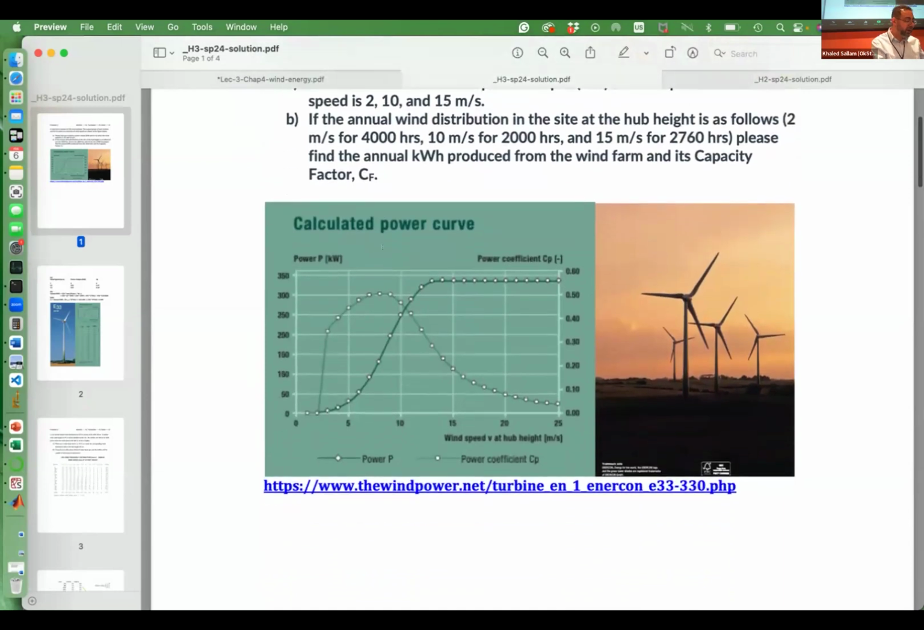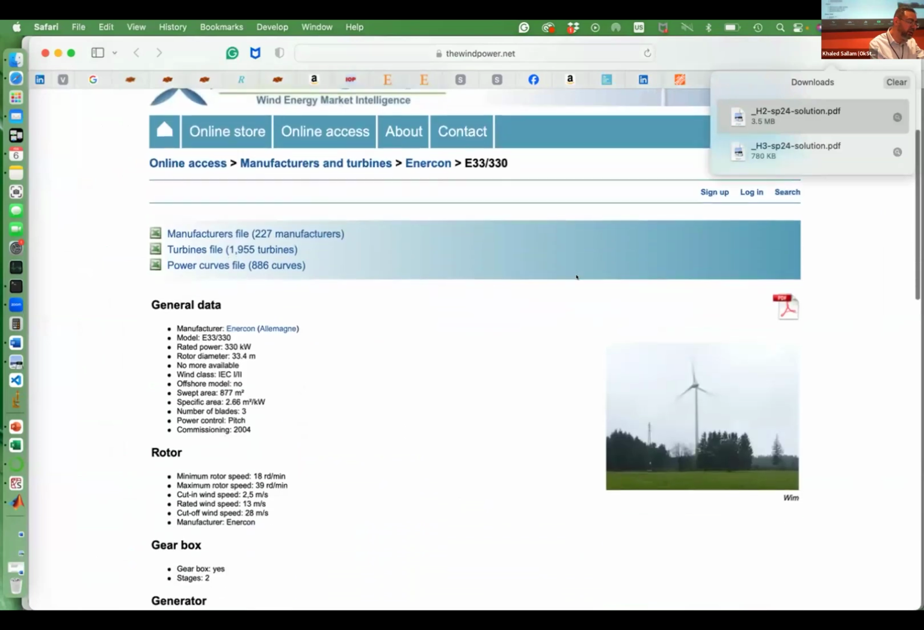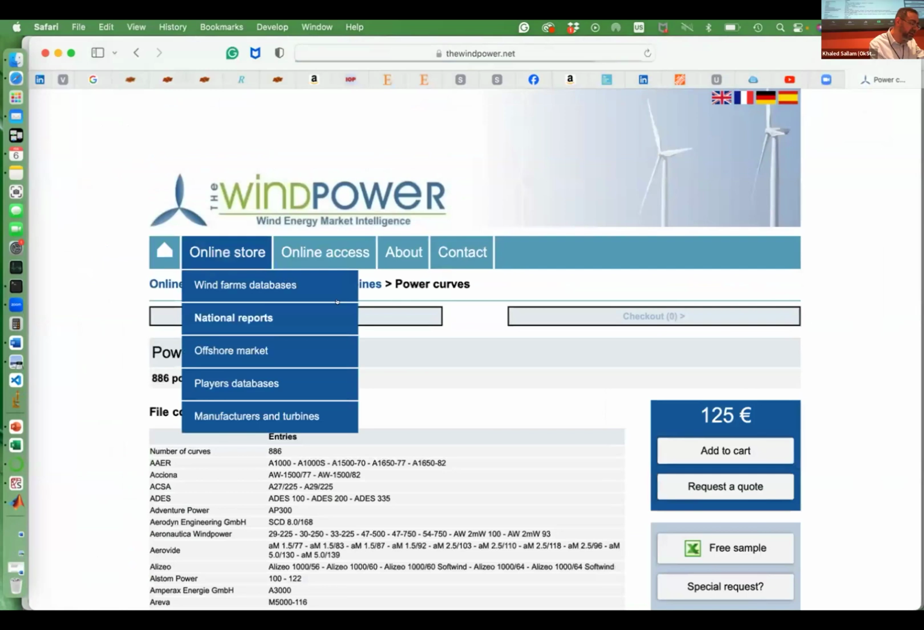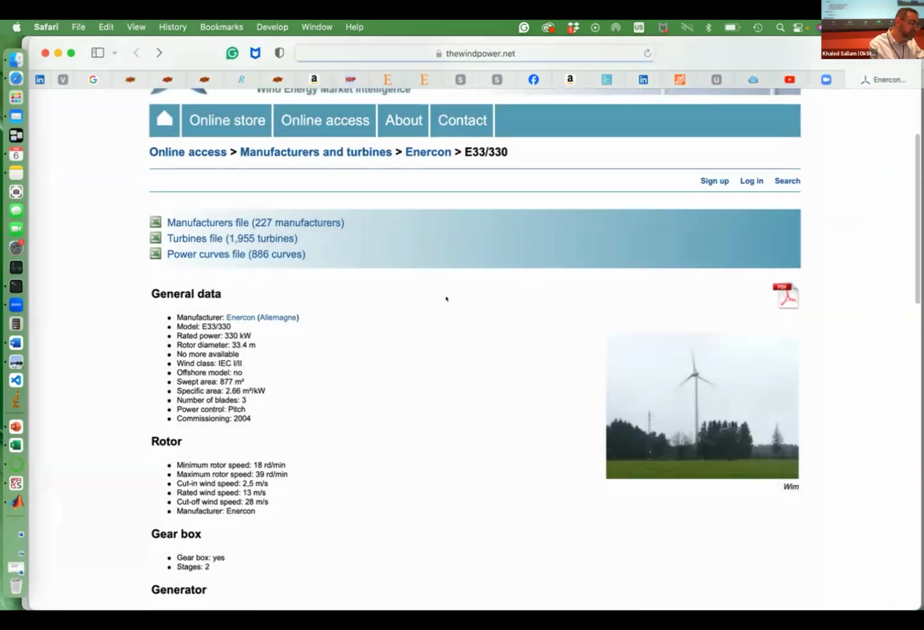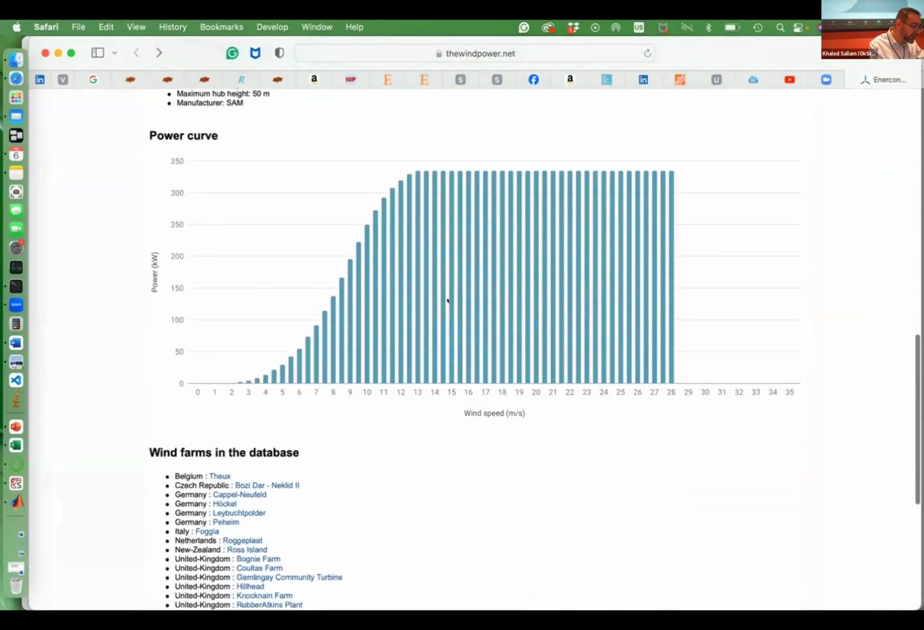Yes, that's another way to do it too. If you click on over here, you will find the turbine file and the power curve file. I was very happy to find this and give it to you. So we can see that there is over here the cut in, and you can see the rated, and you can see the cutout.